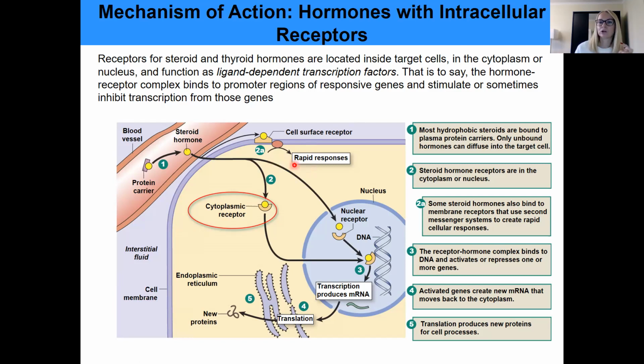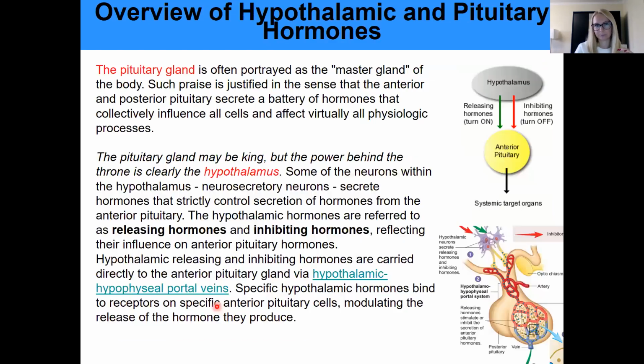Some steroid hormones also bind to membrane receptors that use a second messenger system to create rapid cellular responses. Then the receptor-hormone complex binds to DNA and activates or represses one or more genes. Activated genes create new mRNA that moves back to the cytoplasm, and translation produces new proteins for cell processes.